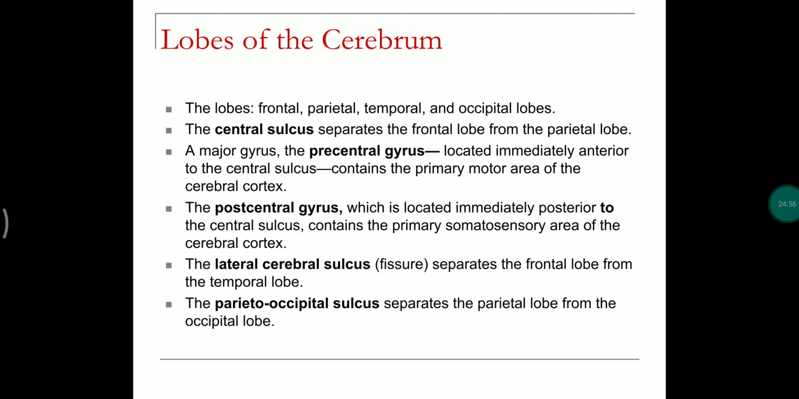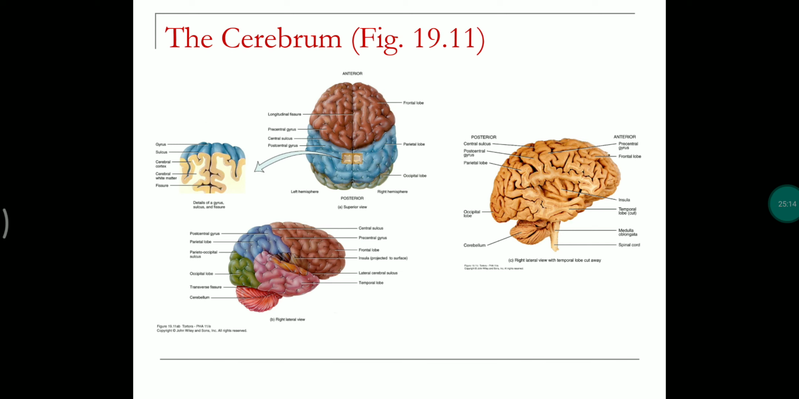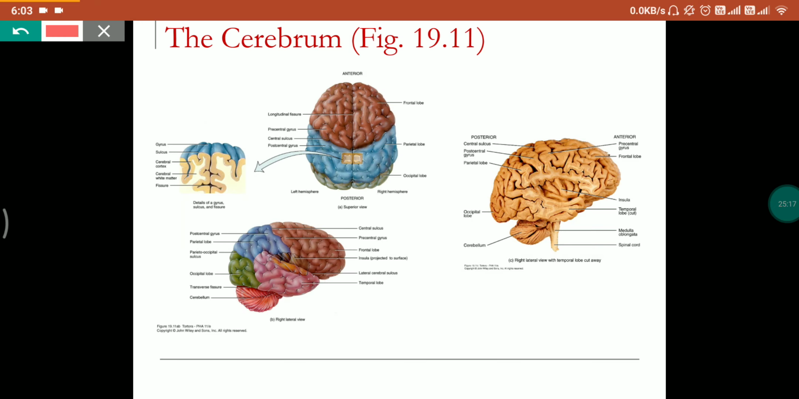And the lateral cerebral sulcus, or fissure, separates the frontal lobe from the temporal lobe, and the parieto-occipital sulcus separates the parietal lobe from the occipital lobe. Here we can see the lateral sulcus and the parieto-occipital sulcus. This is the lateral sulcus which separates the frontal lobe and temporal lobe, and this is the parieto-occipital sulcus which separates the parietal lobe and occipital lobe.